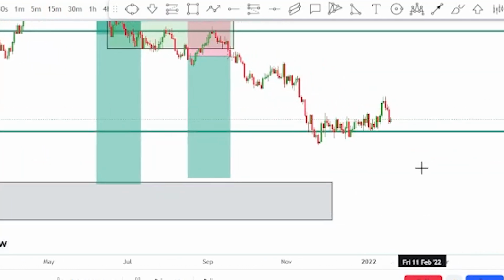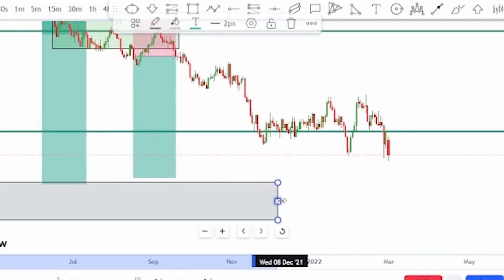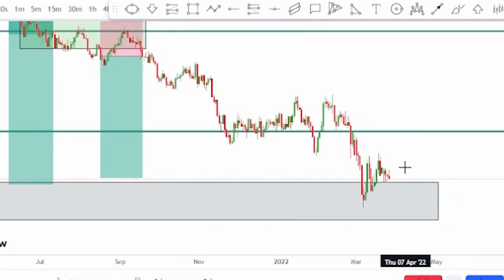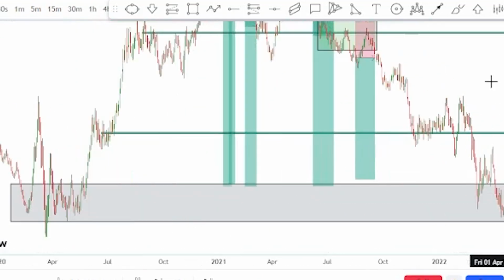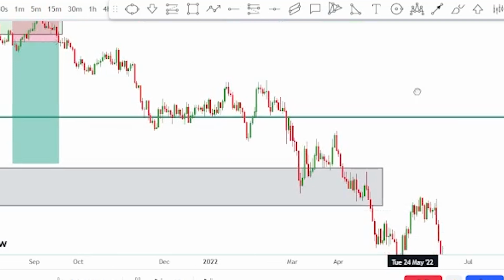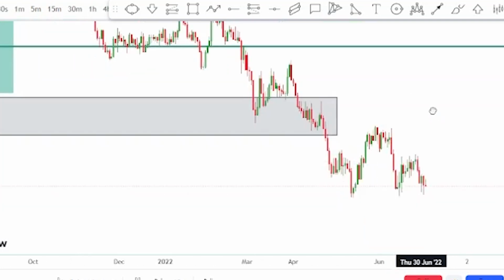Let's see, consolidation. Have to wait. So now we go to our target. So the previous area where we rejected from, that's where we took our target as the market continued moving down.